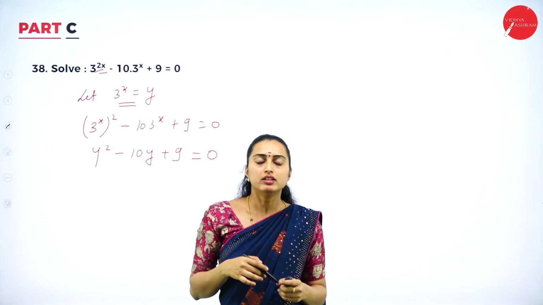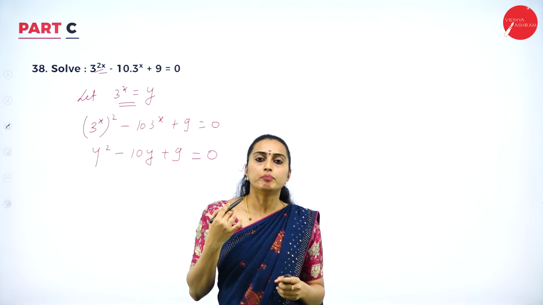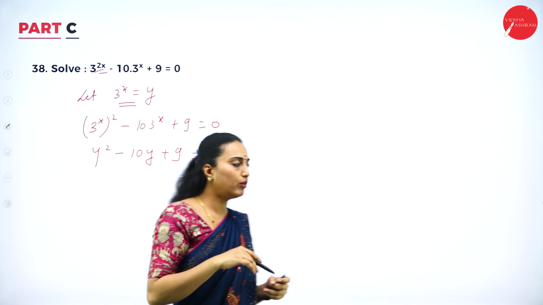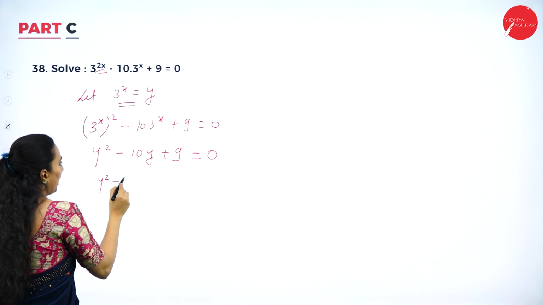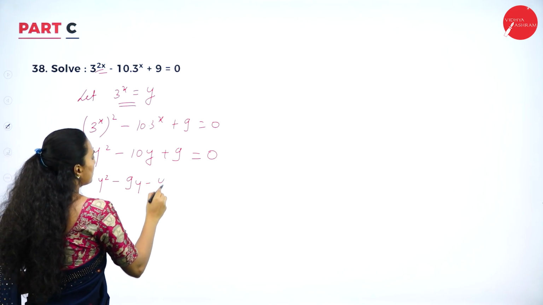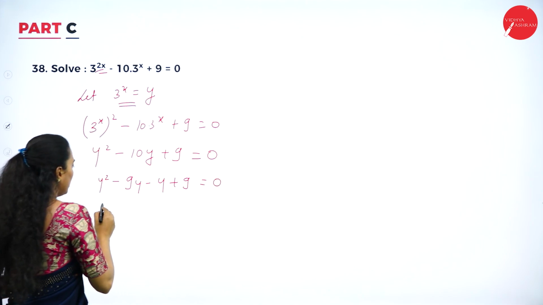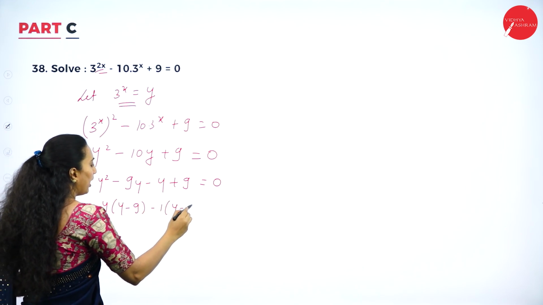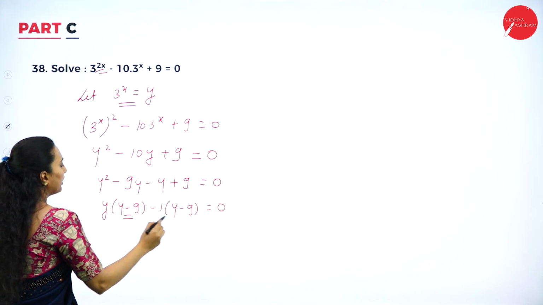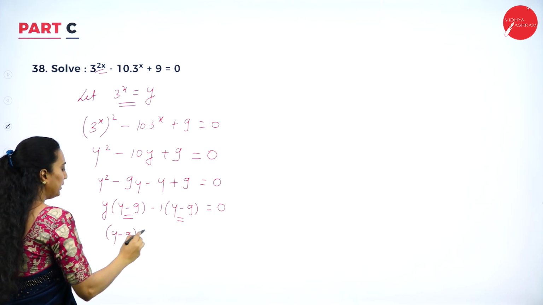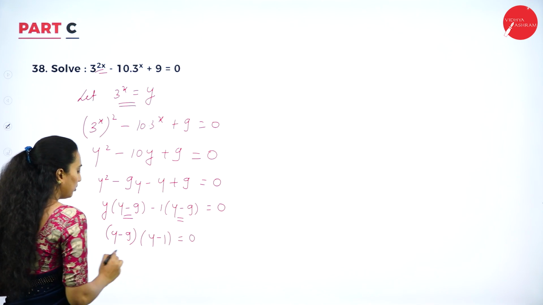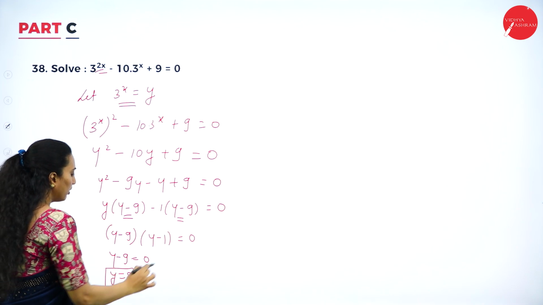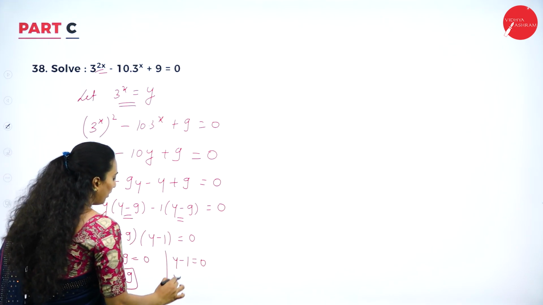So 9 ones are 9. Minus 9 minus 1 is nothing but minus 10, minus 9 into minus 1 is nothing but plus 9, correct? So therefore you can have y squared minus 9y minus y plus 9 equal to 0. Otherwise, y into y minus 9 minus 1 into y minus 9 equal to 0. You can take common factor, y minus 9 into y minus 1 equal to 0. You can equate y minus 9 equal to 0, y is equal to 9. Don't stop here only. And then y minus 1 equal to 0, y is equal to 1.